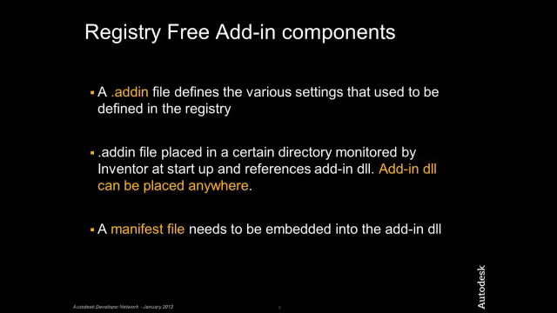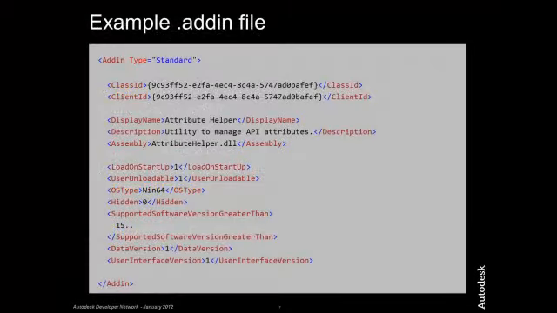The add-in DLL can be placed anywhere on the target machine as long as the path is correct inside the .addin file. Then a manifest file needs to be embedded inside the add-in DLL during a post-build step at compile time. So let's take a look at what a classic .addin file looks like.